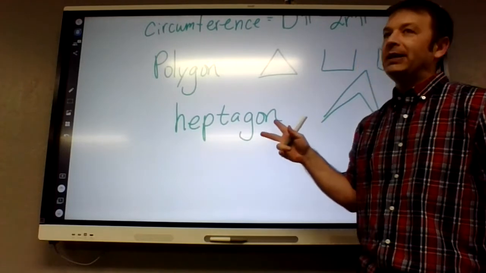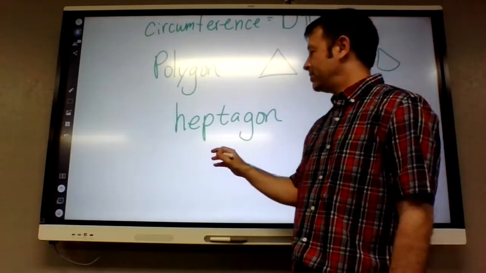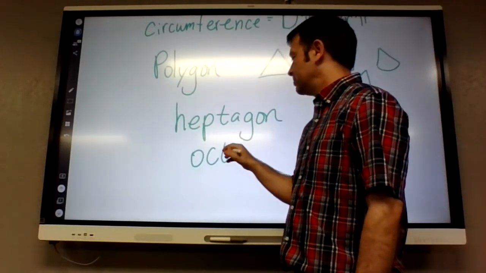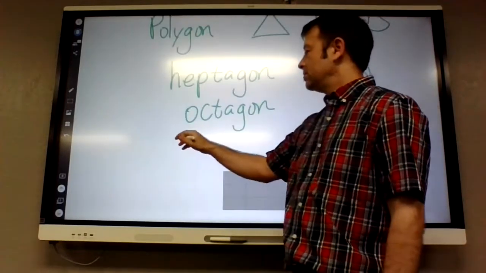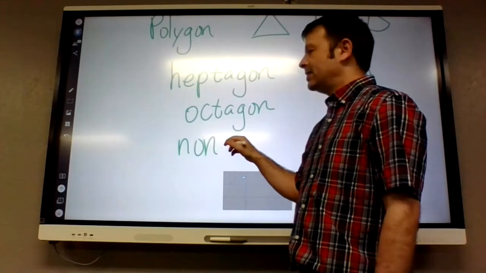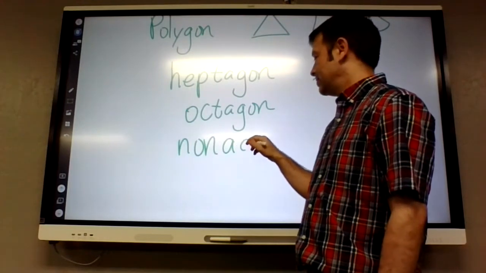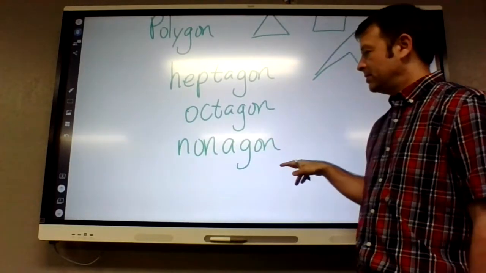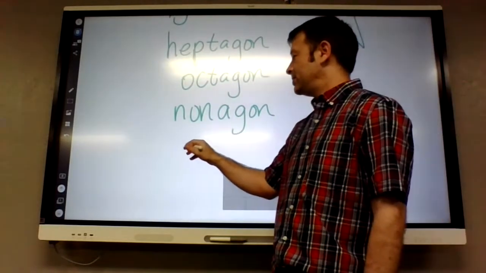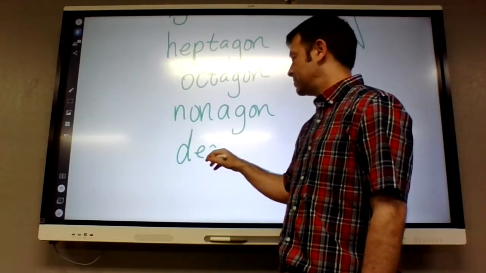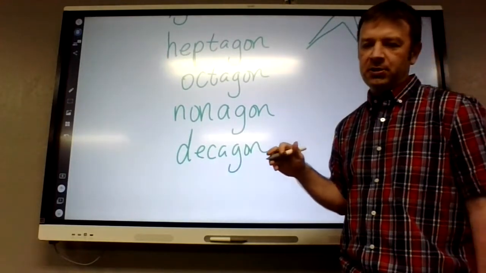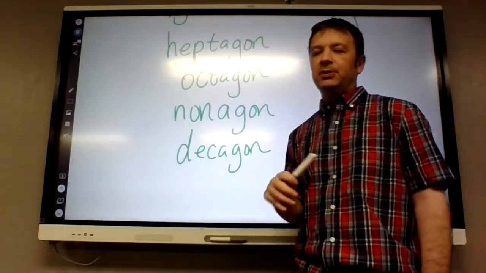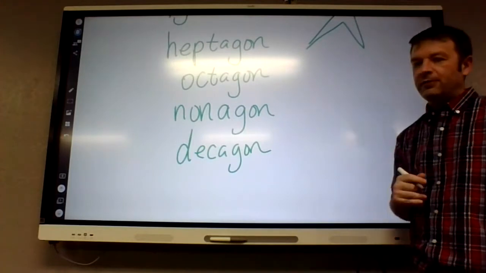Heptagon, not as common. Eight, you guys should know this one. Octagon. And then nine is not very common. Deca sounds like nine. Nonagon. And then 10, a decade is 10 years. Decagon. Okay, all of these are in a chart on the bottom right of page 32. So if you forget.